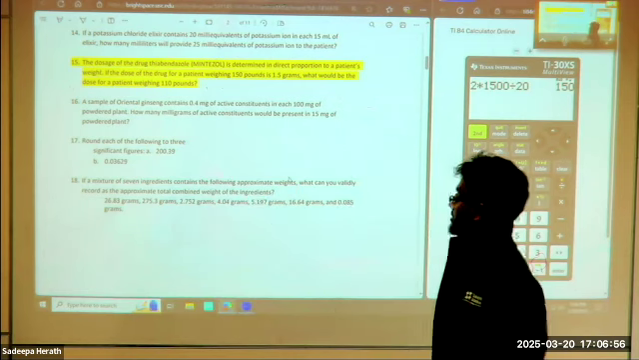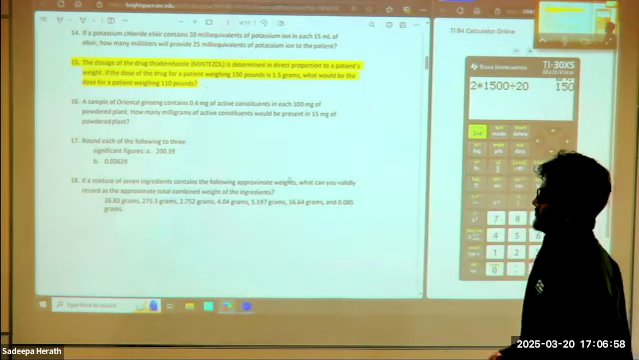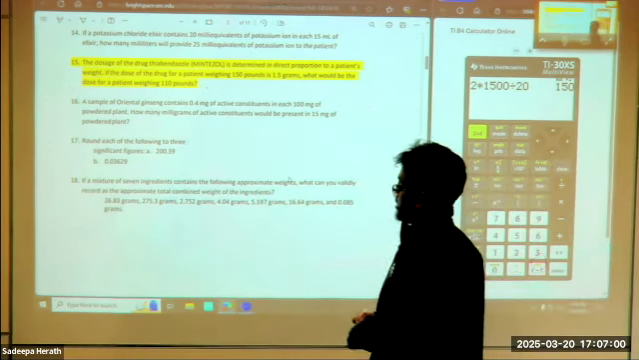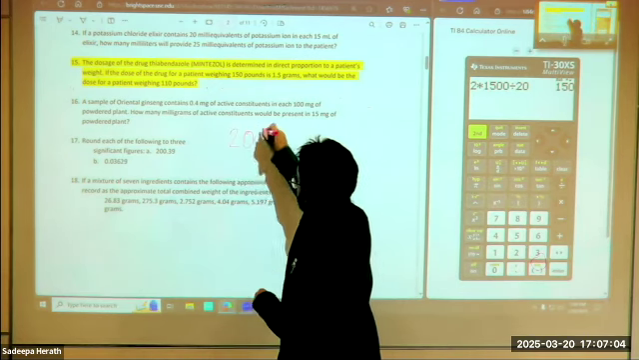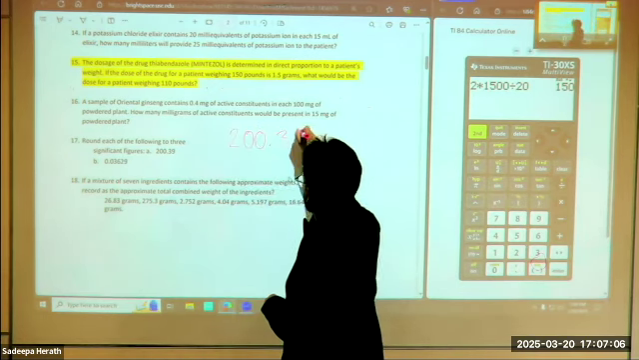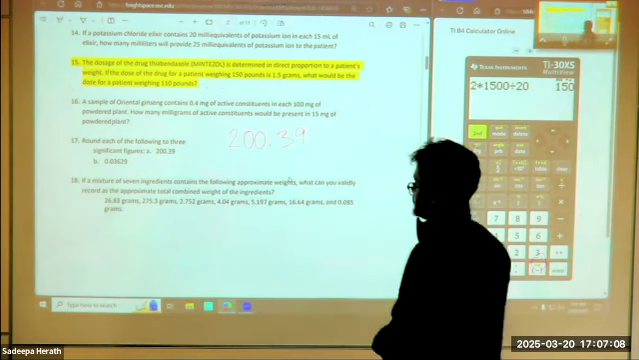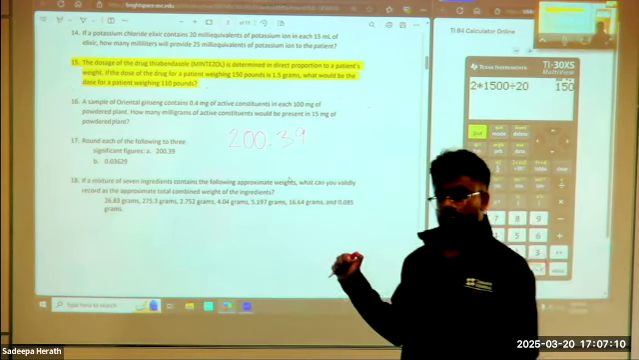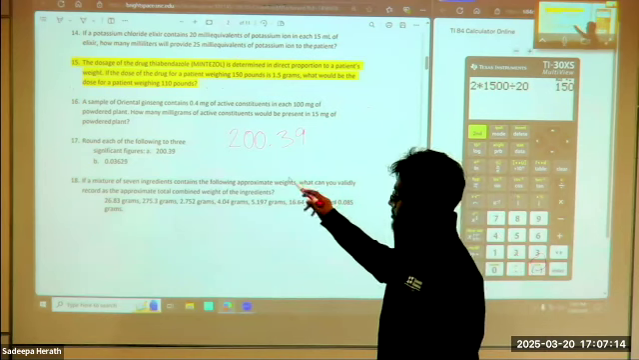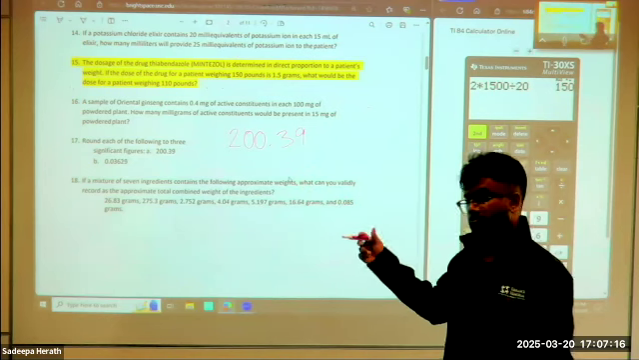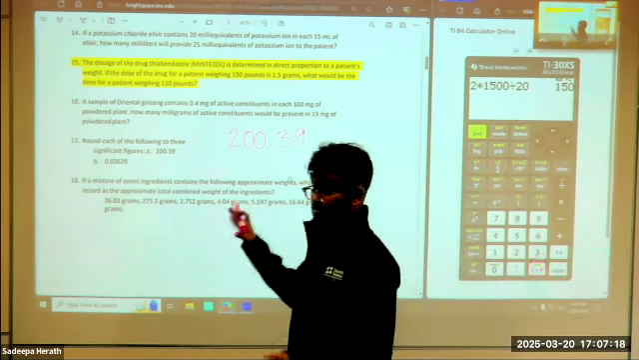Okay, 17. Round each of the following to 3 significant figures. So A is, I don't know if you can see that, 200.39. Round. So we're allowed to do that. They want 3 significant figures. What's the rule for significant figures for this class?